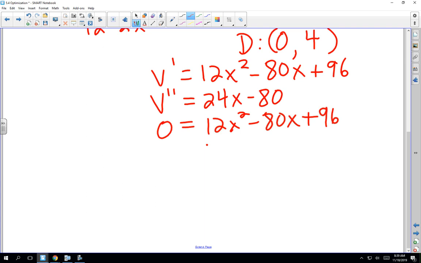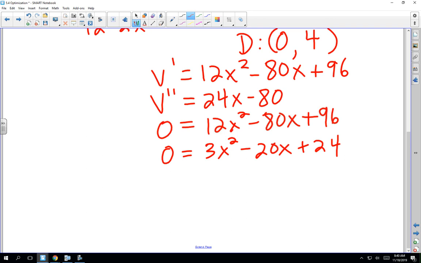Can we simplify it a little bit? What can we take out of it? Four out of it. Yeah. So divide through by 4. We've got 0 equals 3x squared minus 20x plus 24. And then the question is, can it be factored? If it can't be factored, we've got to use the quadratic formula on it. So are there factors of 72 that add to negative 20?